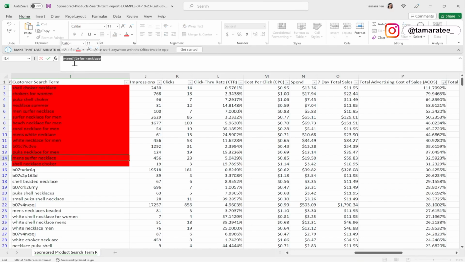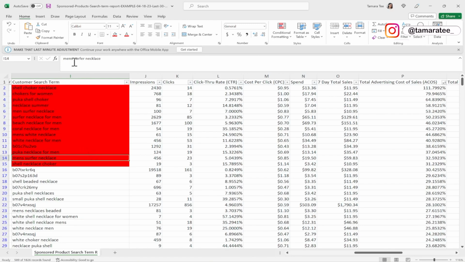So when customers search this exact keyword, they will not find my ad. They cannot click it. I will not lose any money. And also, I will put this keyword into negative phrase. So when a customer types in any phrases that include men's surfer necklace, it will not show my sponsored ad. Maybe a customer is typing in men's surfer necklace big, right? So all of the phrases that contain men's surfer necklace will not show my sponsored ad. Therefore, I will not get charged when a customer clicks on my ad, because they can't click on my ad. It's not showing up.